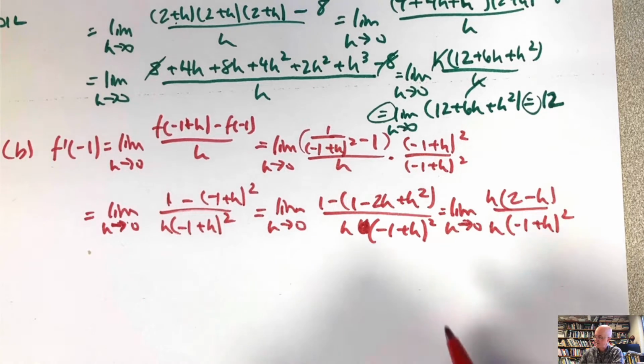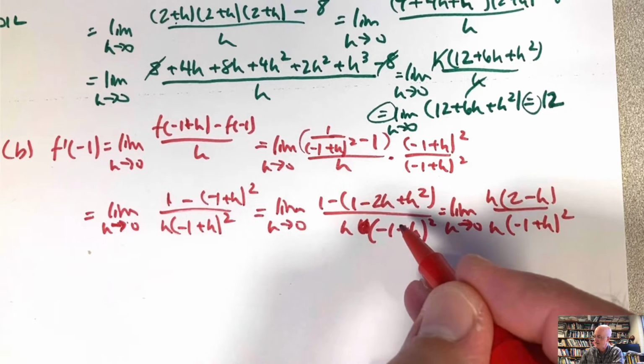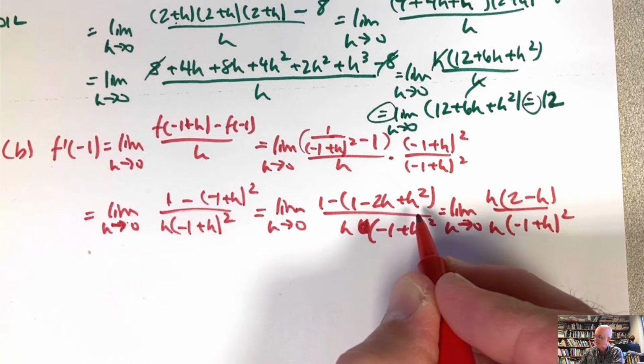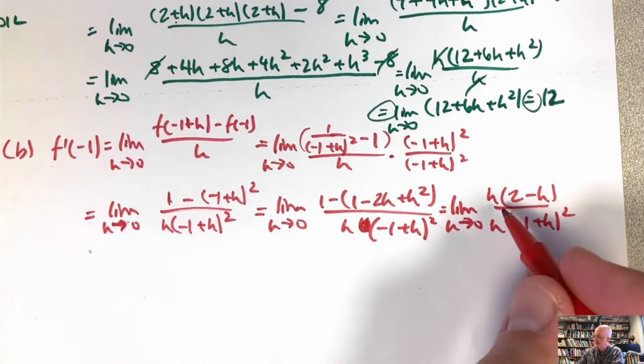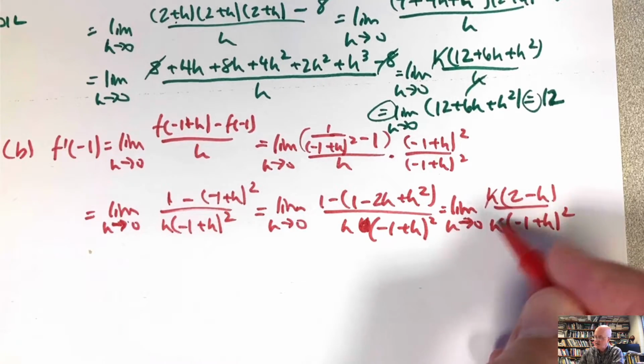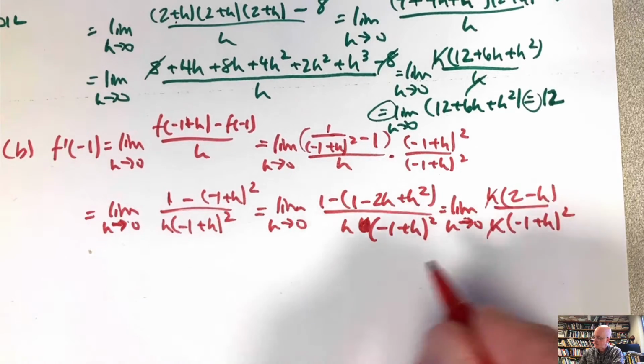Okay, I did a couple steps there. Again, I canceled the 1's. I distributed the minus sign through first before canceling the 1's. Positive 2h minus h squared, factor out an h, get an h times in parentheses 2 minus h. Now divide out the h's just like before. It doesn't matter what happens when h equals 0.